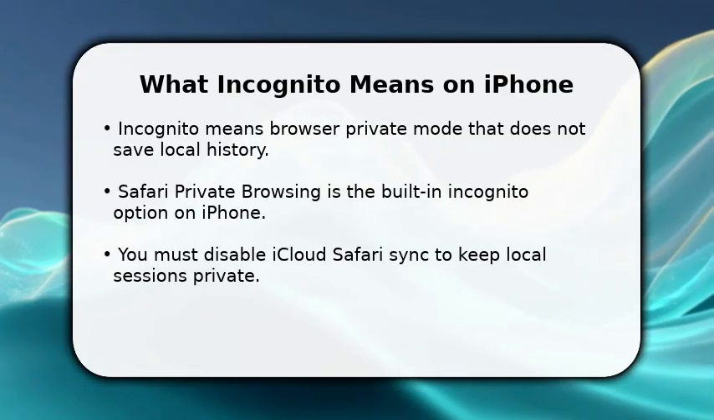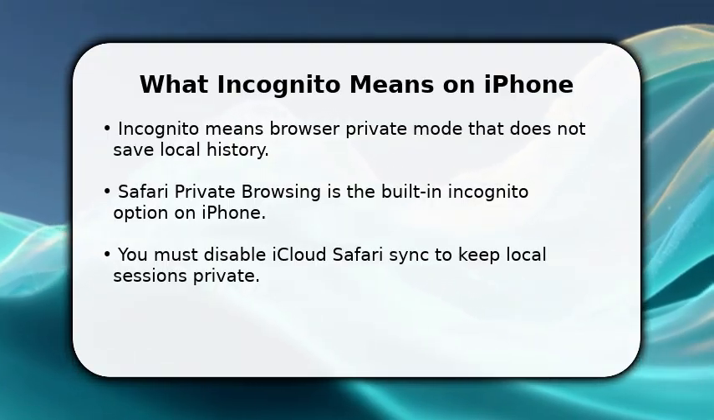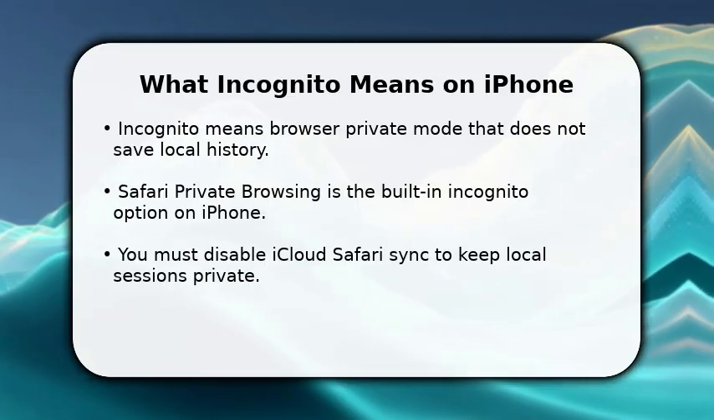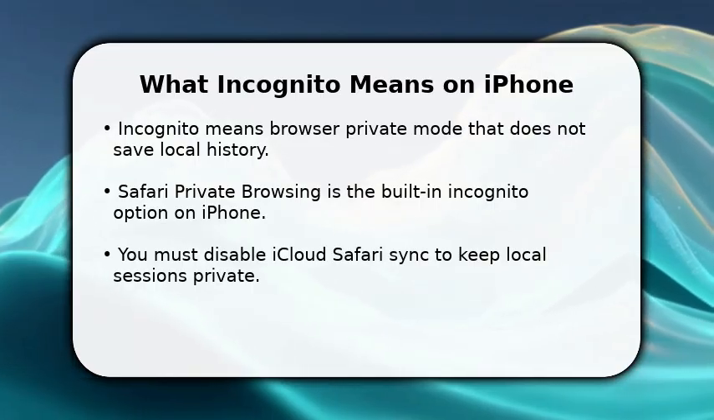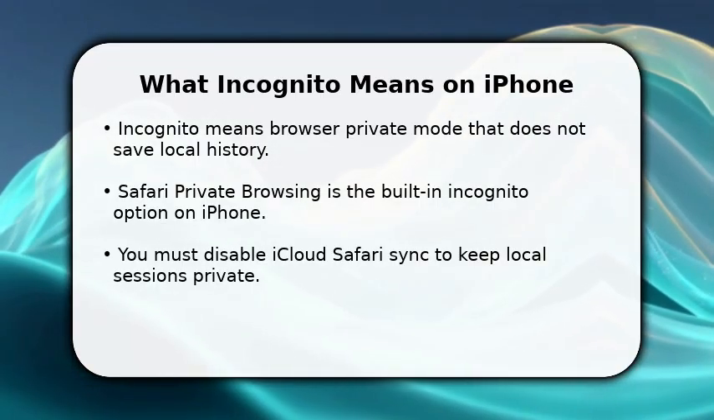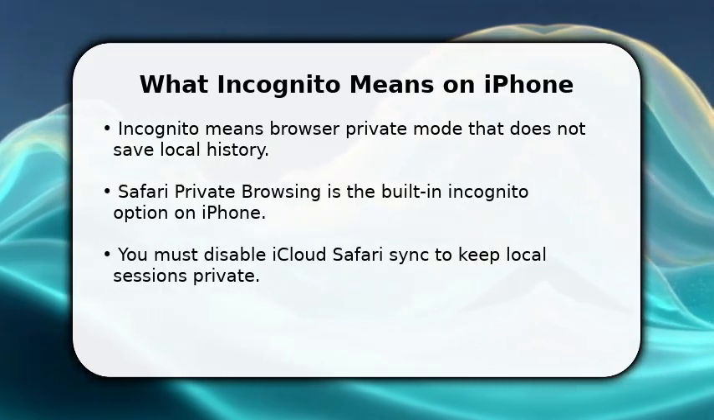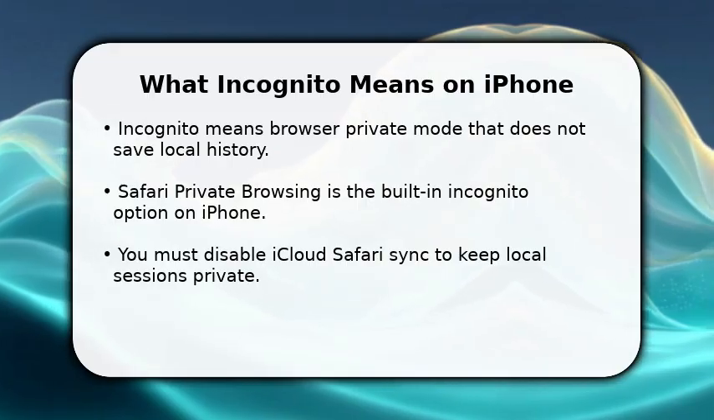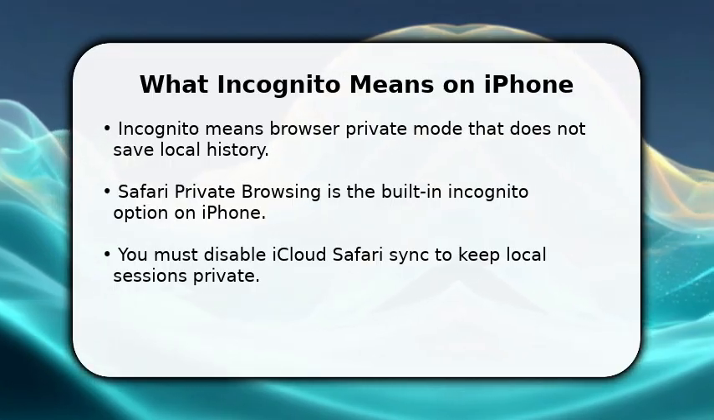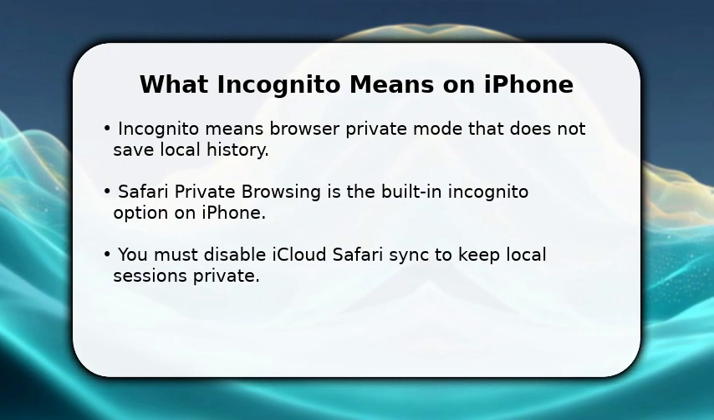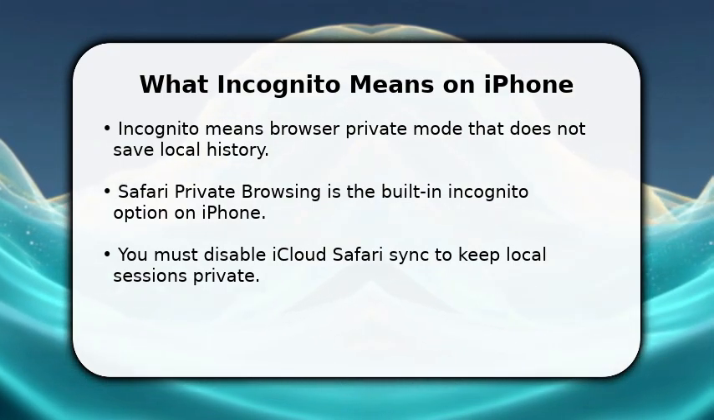Incognito on iPhone means using a browser private mode that does not save local history or cookies. This mode avoids storing pages in your local Safari history. It does not guarantee anonymity from networks, employers, or websites you visit. Always expect that your ISP and sites can still log activity. The only effective local privacy option is private browsing in Safari or a browser's private mode. I will explain precise steps to open private browsing and to reduce syncing and local traces.